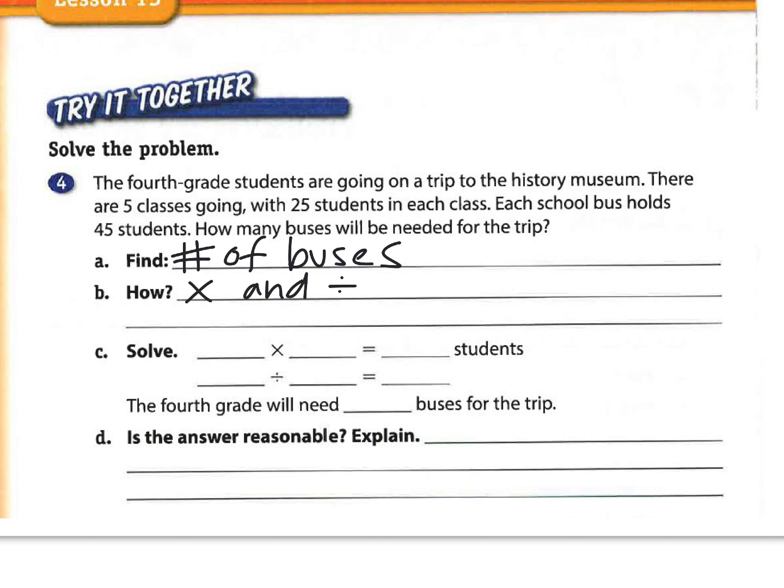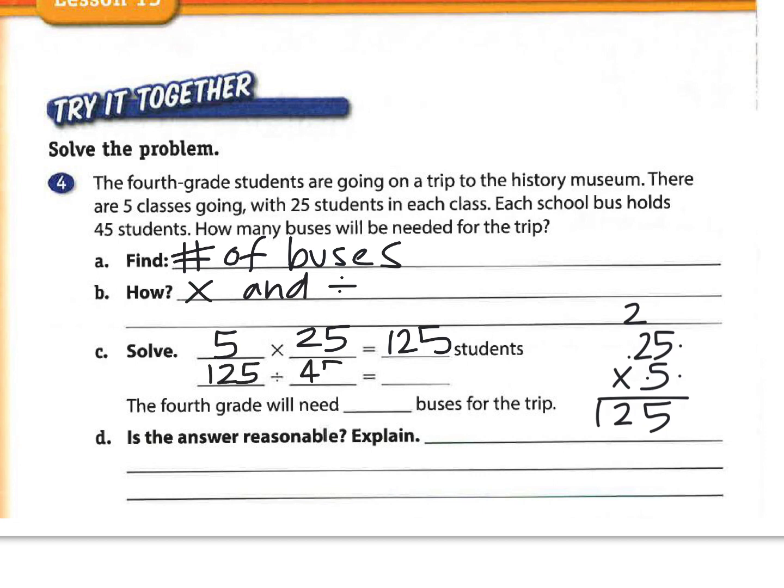So for the number of students, there are 5 classes going and 25 students each. So we're going to do 25 times 5. 5 times 5 is 25. Carry the 2. 5 times 2 is 10 plus 2 is 12. So there are 125 students. Then we're going to take 125 and divide by 45 to figure out how many buses we need. Well, let's count by 45s.